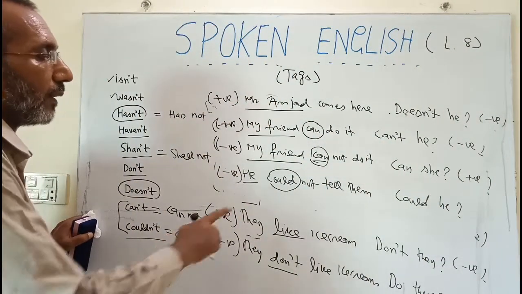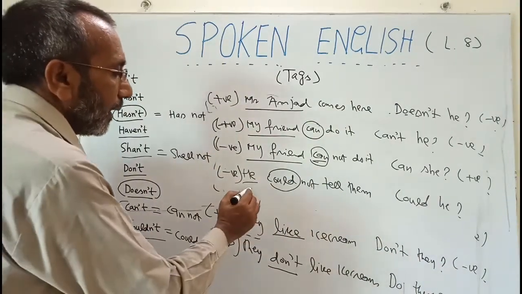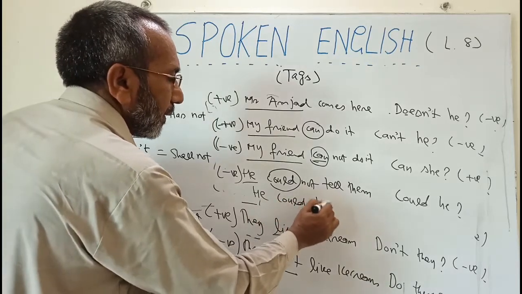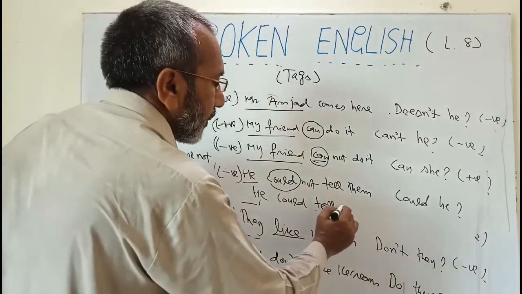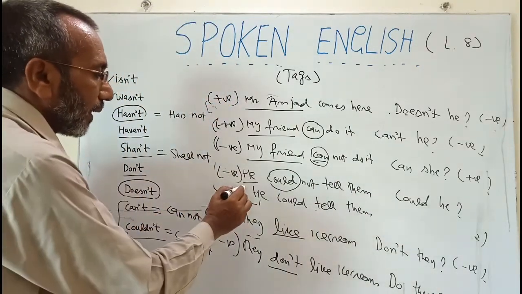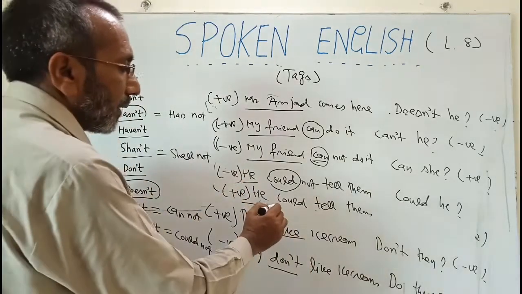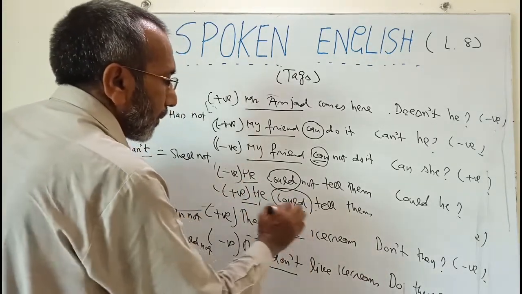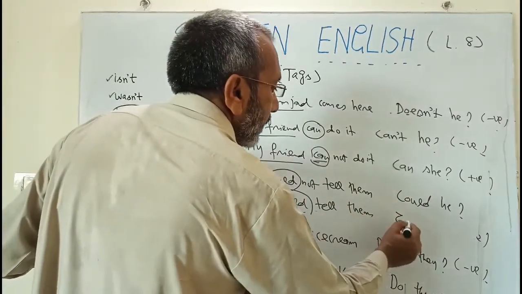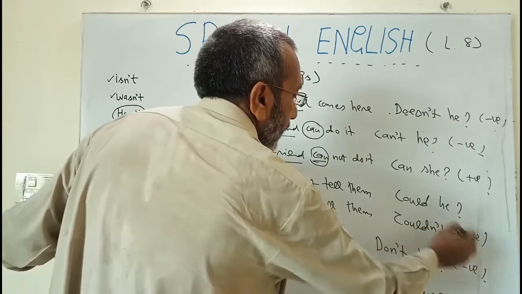And if the expression is positive, suppose I say "he could tell them", though this sort of expression is very uncommon. How would you form its tag? The expression is positive, so the tag must be negative. The negative form is couldn't. So, "he could tell them, couldn't he?" So this is the story.